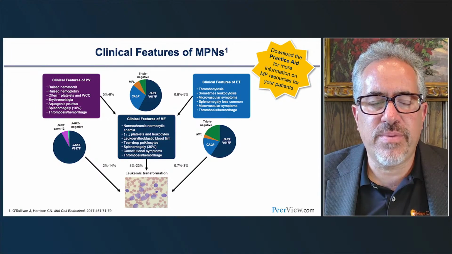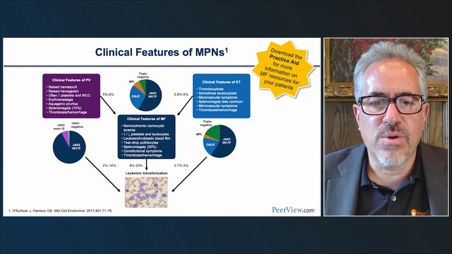As we think about the clinical features of MPNs, indeed, PV, ET, and MF, you see with ET and PV, we have high counts, we have symptoms, we have risk of vascular events. Myelofibrosis, more sinister, more anemia, more thrombocytopenia, leukocytosis, leukoerythroblastosis, splenomegaly, and symptoms.